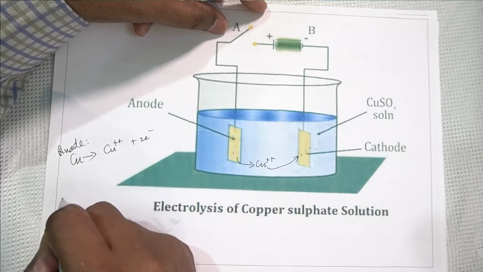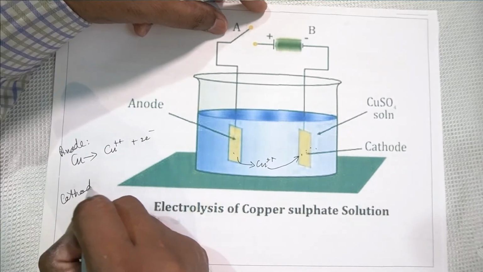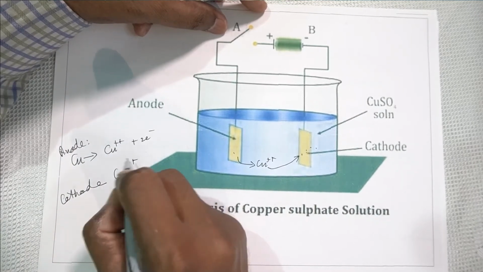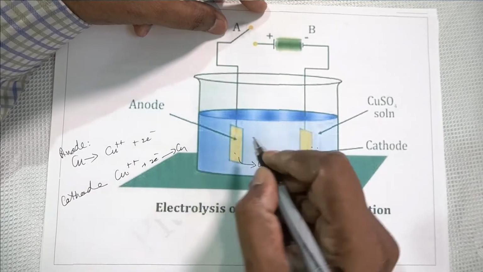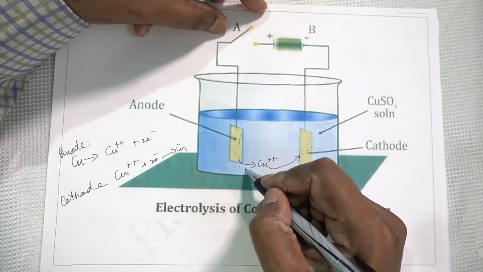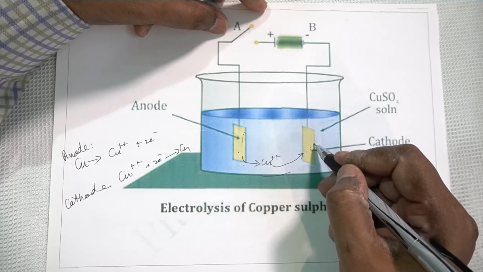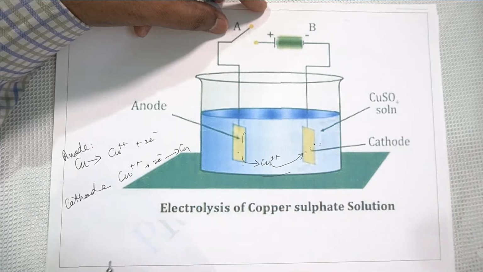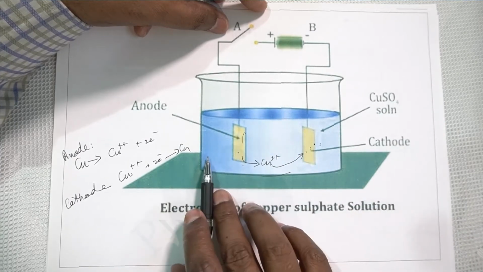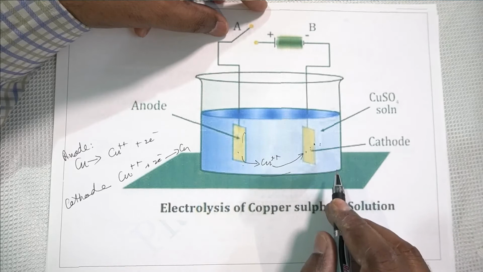And what is happening at the cathode? The same copper ions that have come from the anode are taking 2 electrons and becoming copper. So the anode will decrease in mass, it will slowly get transported to the cathode. The cathode will grow in size and mass, and the anode decreases in size and mass. No other reaction is happening here, so the solution will remain blue.